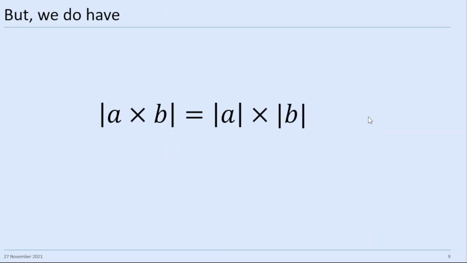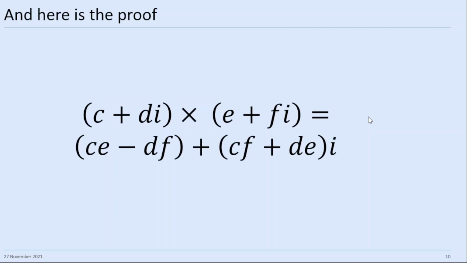But it is true that mod a times b equals mod a times mod b. And we're going to prove it by grinding it out, which is often a very effective method. So we're going to use c plus di as a. We're going to use e plus fi as b. Timesing them together, we get ce minus df plus cf plus de i. Trust me, or do it yourself.